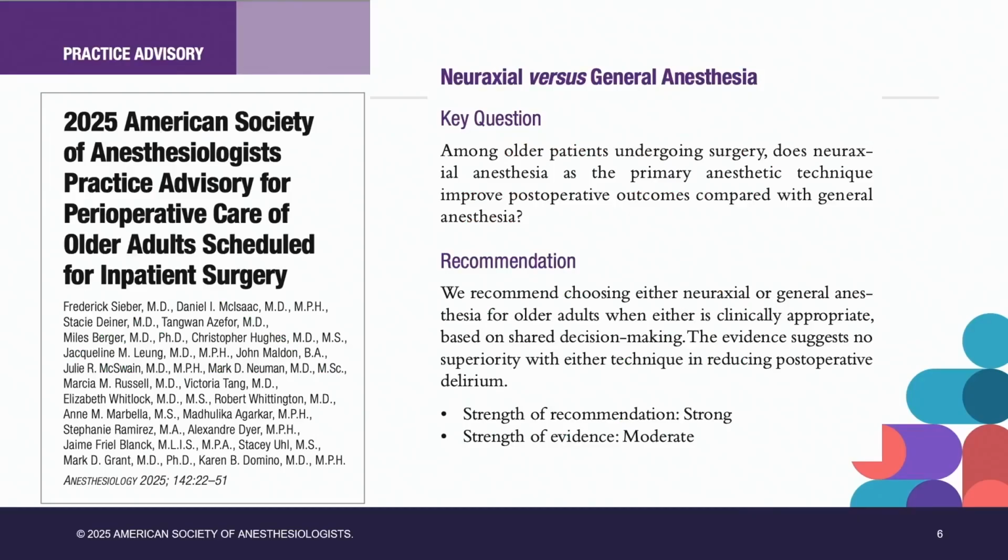When we look at new guidelines here from the ASA, looking at the care of older adults for scheduled patients, the question always becomes, should we do a regional, or a neuraxial technique, or should we do a general technique? And basically, either. It's really up to you what you want to do, and it's shared decision-making between you and the patient, looking at the patient's comorbidities and seeing which one might be better in that situation.